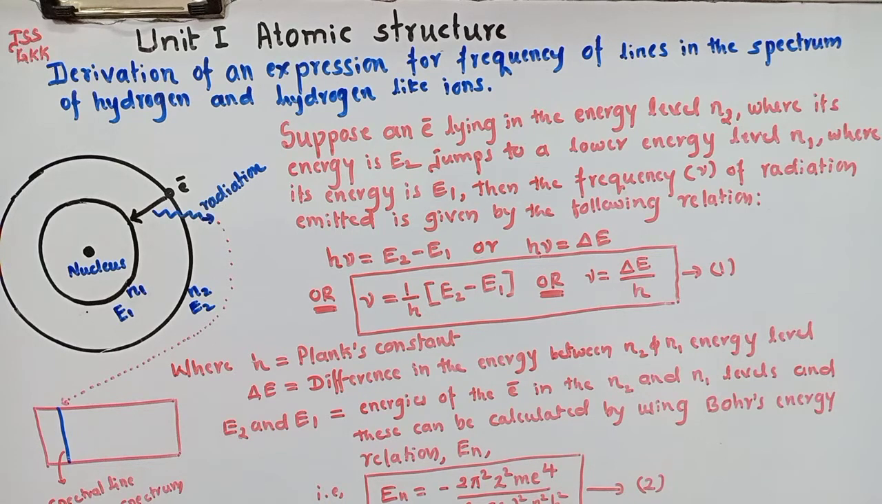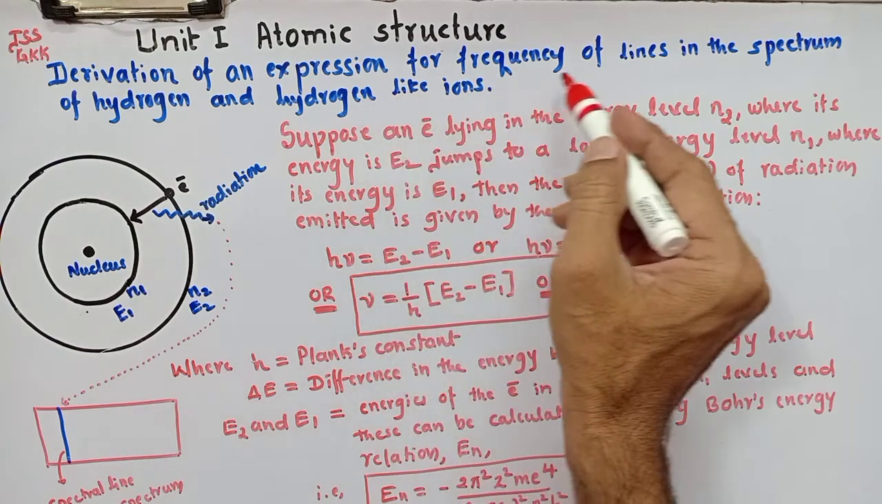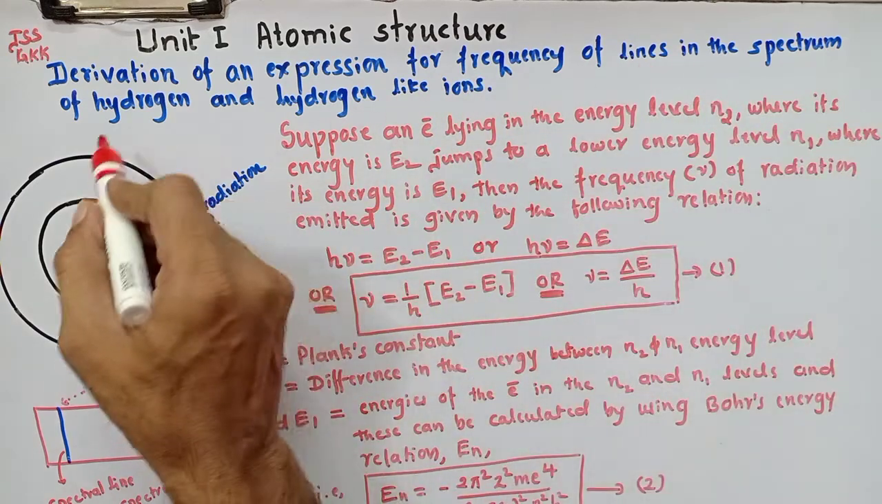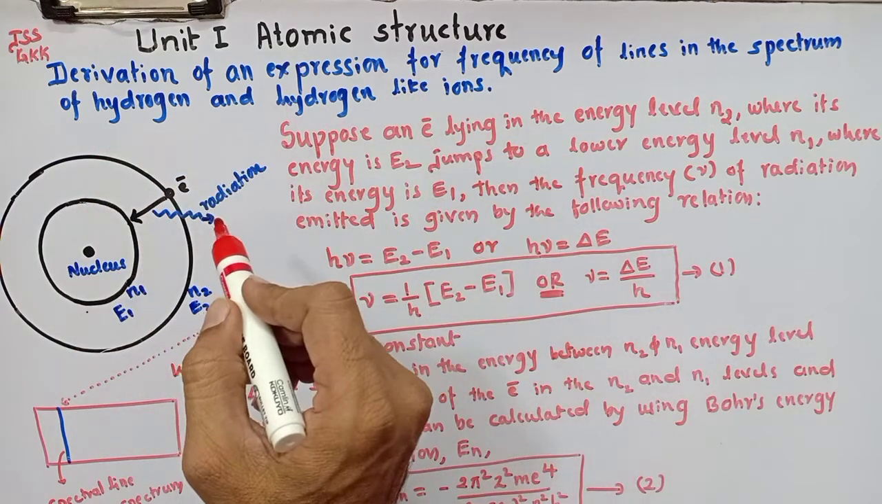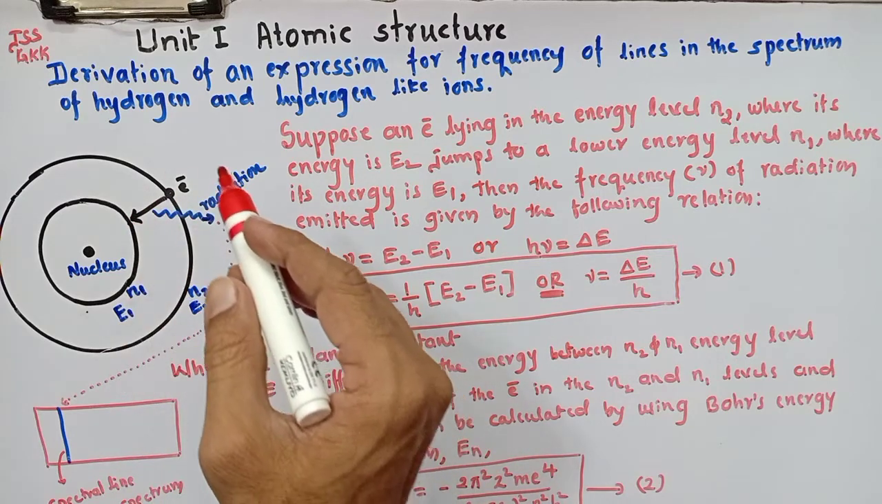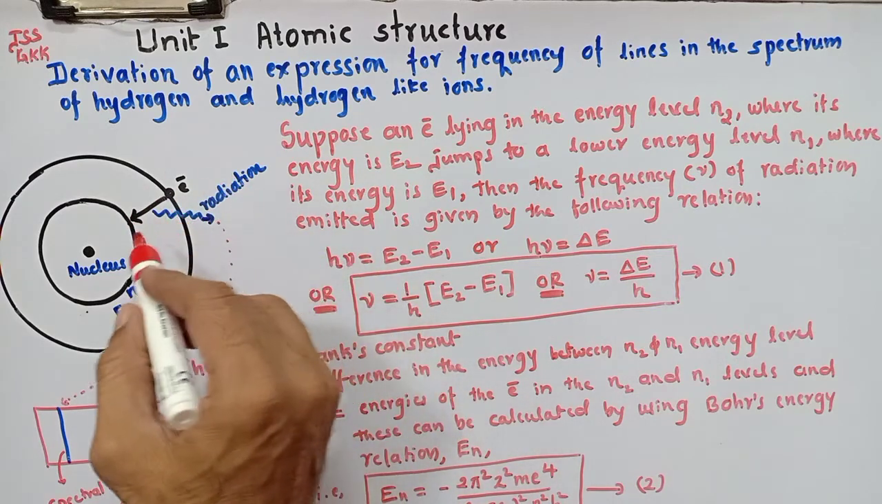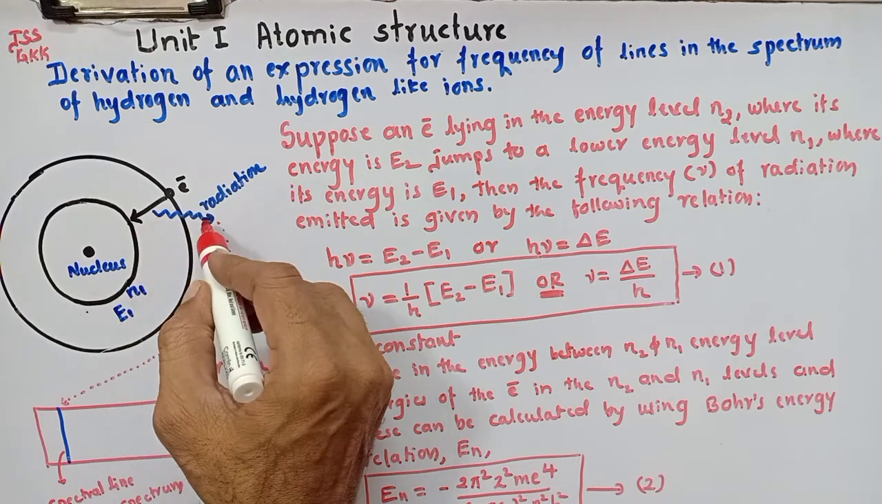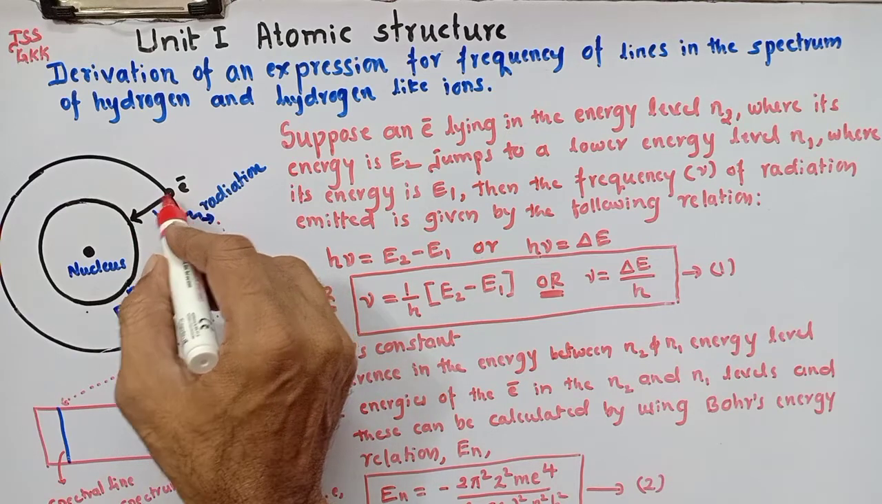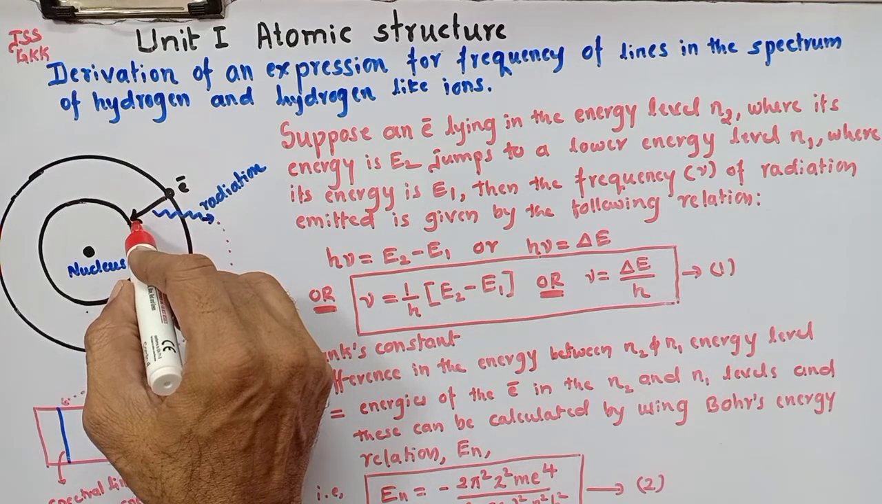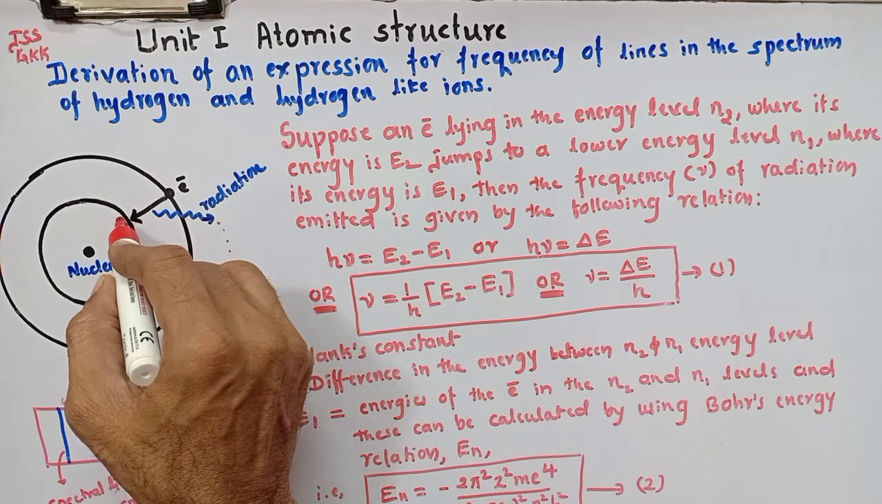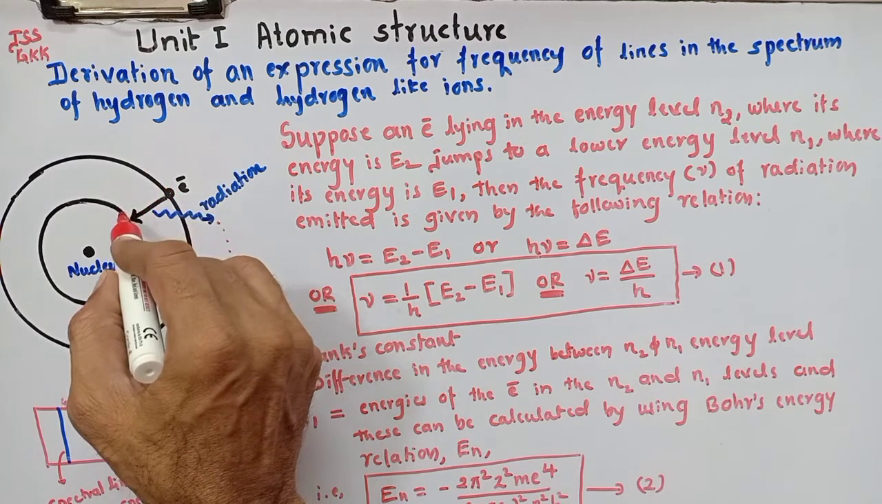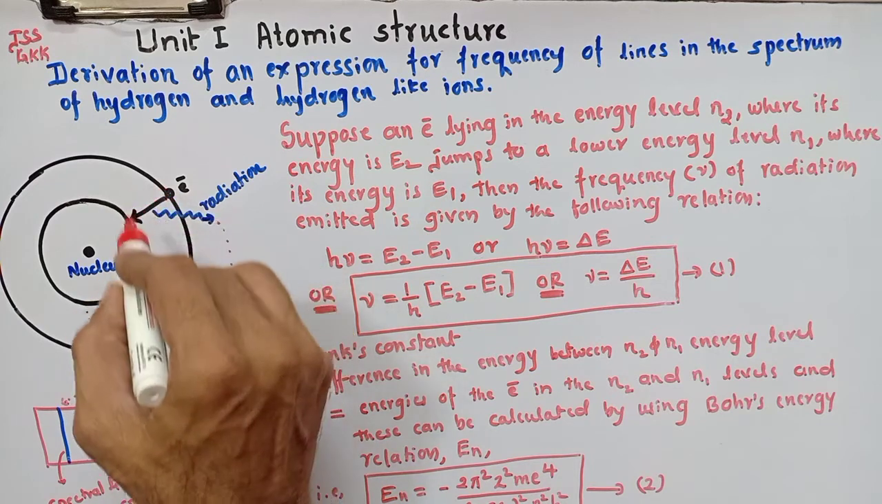In this video, I would like to discuss the derivation of an expression for frequency of lines in the spectrum of hydrogen and hydrogen-like ions. According to Bohr's model of an atom, energy is emitted when an electron jumps from a higher energy level to a lower energy level, and if an electron jumps from a lower energy level to a higher energy level, there is an absorption of energy.